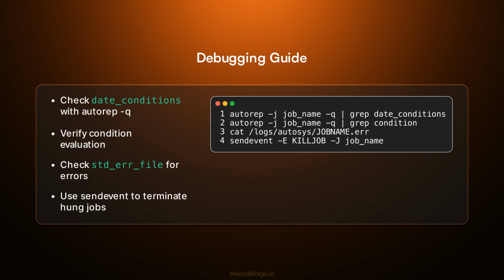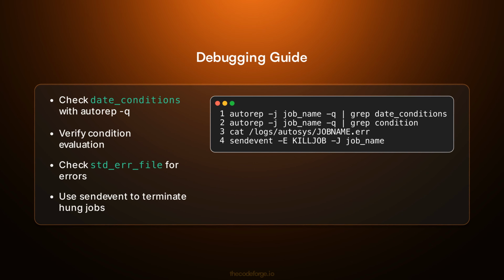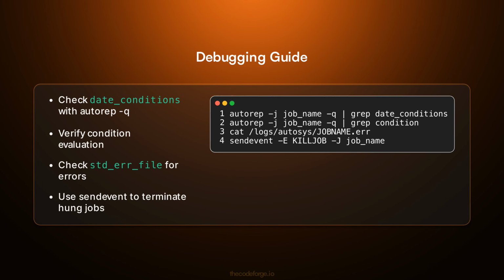When debugging a stalled job, first check the effective attributes with autorep -q. Verify date_conditions is set to 1. Check condition evaluation. If logs are missing, ensure std_err_file is set. Use sendevent to kill hung jobs.